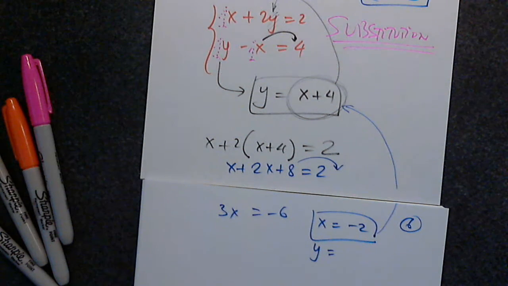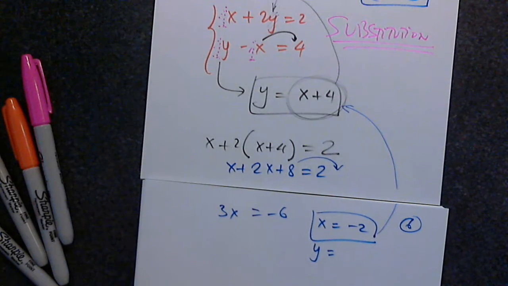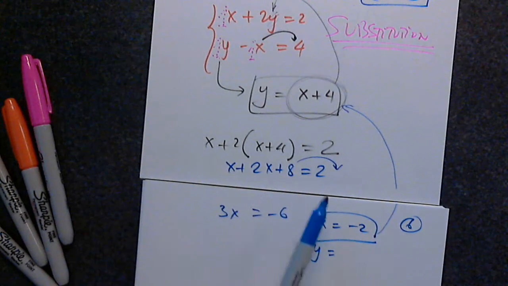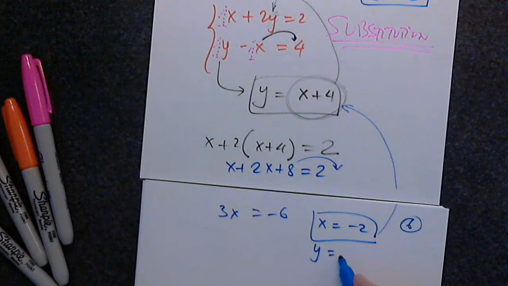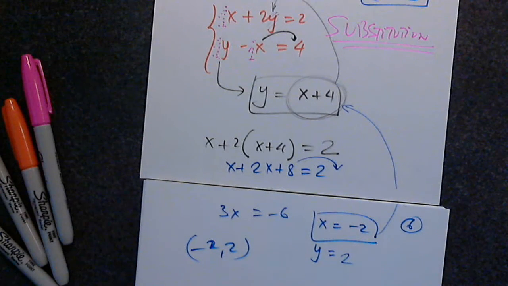I have to go back and check in the original problem anyway. So this is the easiest thing to do because I already have it solved for y. So we plug it in and we get y equals exactly what we expected. This is the method of substitution.